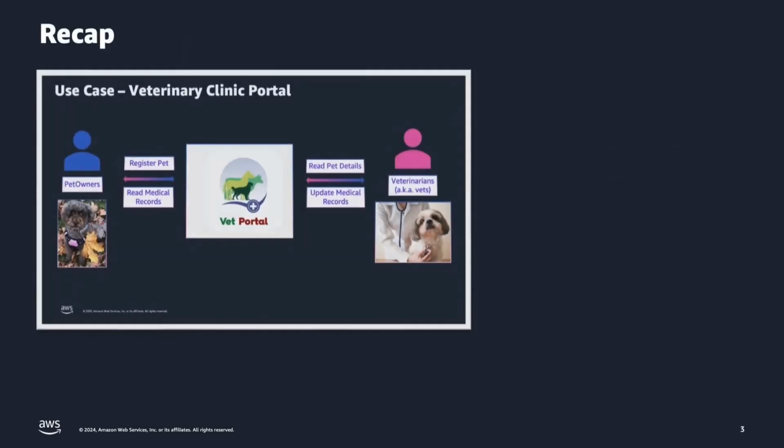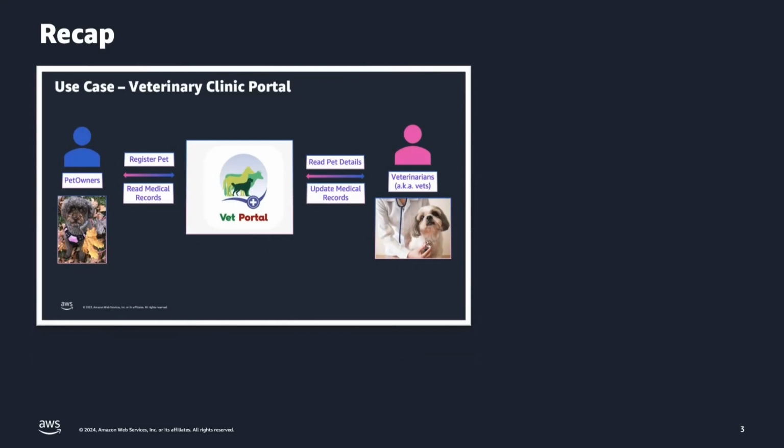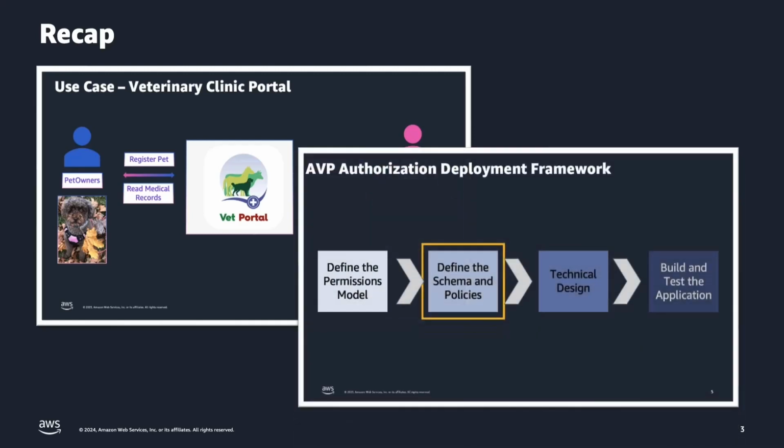In the previous video, we learned about the Amazon Verified Permissions service and its features. We also had an introduction to the Cedar language and learned about the concepts of Cedar, namely principal, action, resource, and condition. To understand how these concepts apply to an application, we went through the veterinary portal application. We defined the policy schema and learned why it is important to use a schema in Amazon Verified Permissions.